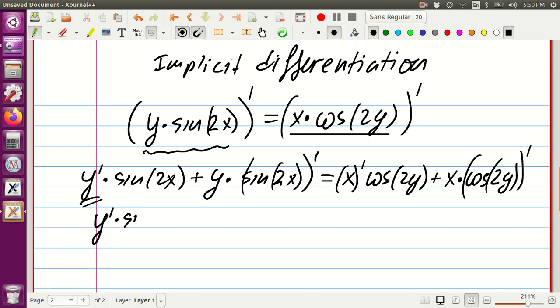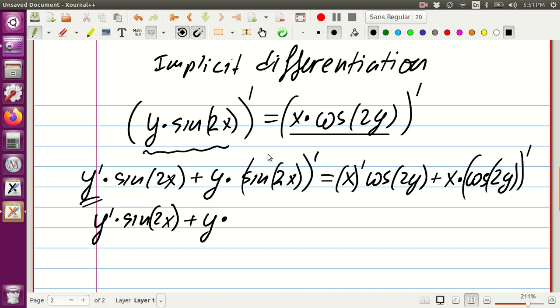And then sine of 2x we're going to keep since it doesn't have any primes. Then we have y. Now we have to find the derivative of sine of 2x. But we can clearly see here that it's a sine of 2x, so we can't do it directly, we have to use the chain rule.